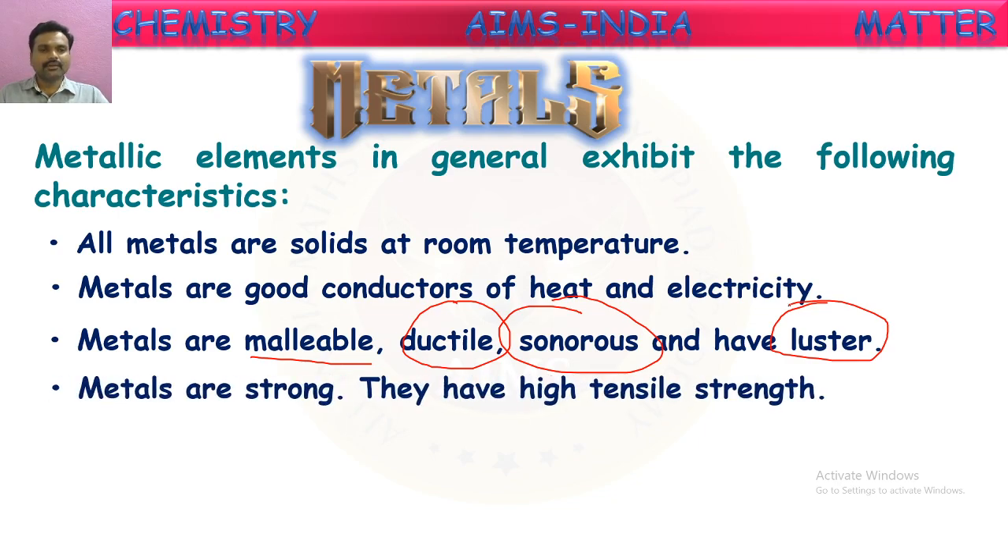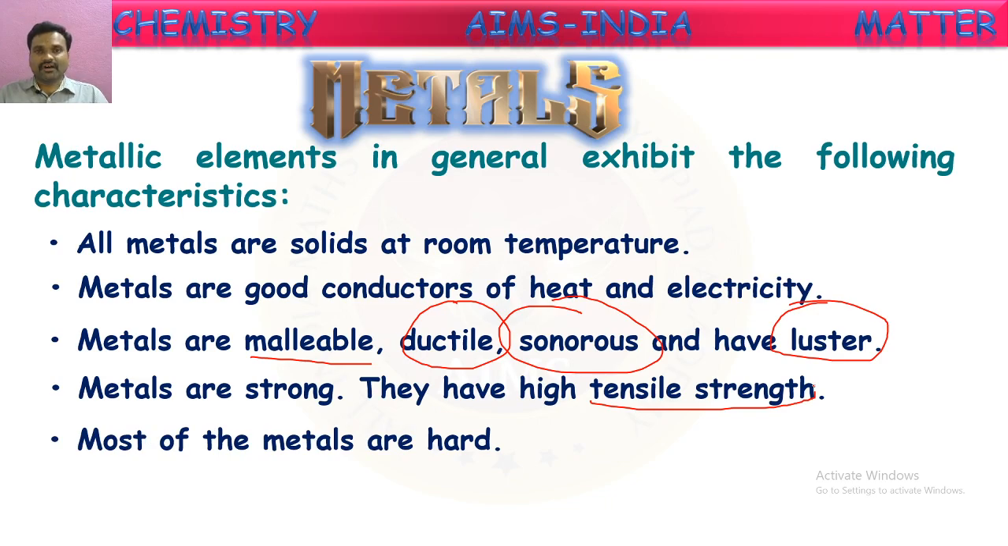Next, metals are strong. They have high tensile strength. What does it mean here? Tensile strength: bearing much strain is called tensile strength. A very fine example for this: if you see the spokes of our cycle wheels, they are very thin, isn't it? Thin spokes are made up of steel or iron. Even though they are very thin, they can bear much weight. Even two or three members can be borne by them. That bearing of much strain is called tensile strength. This tensile strength is very high for metals. Right? Because of this reason, they are mostly used in constructions.